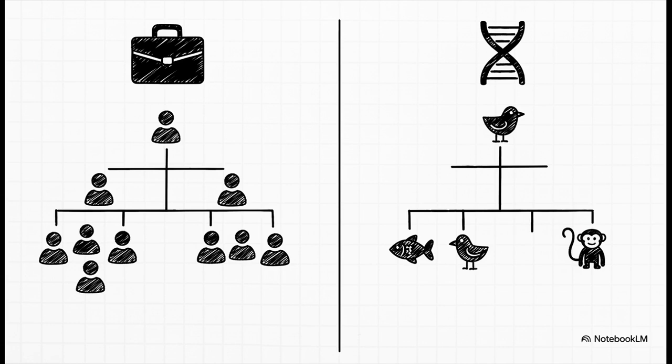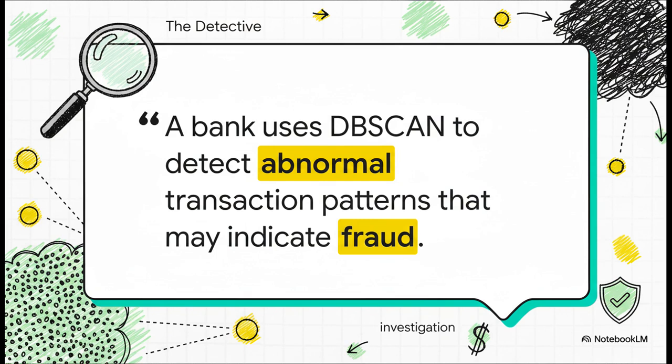And this right here, this is where the detective truly shines. A bank analyzes millions of transactions every day. The vast majority form these dense clusters of normal behavior, buying groceries, paying bills. But a few transactions, the ones that are far away from any of those dense regions, they get immediately flagged as outliers. Those are the potential cases of fraud that need to be investigated right away. It's literally finding a needle in a haystack, and that's what DBSCAN was born to do.